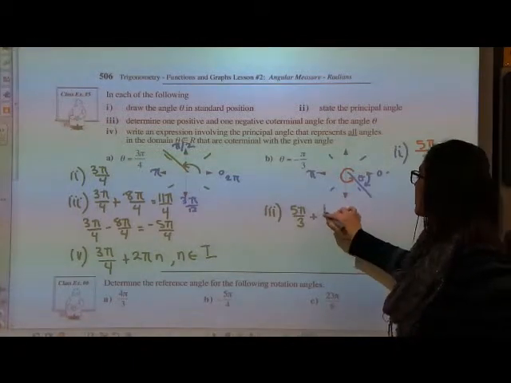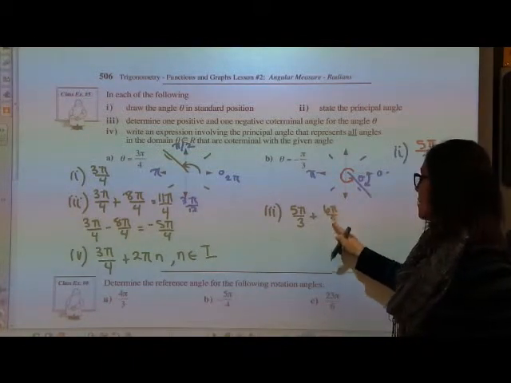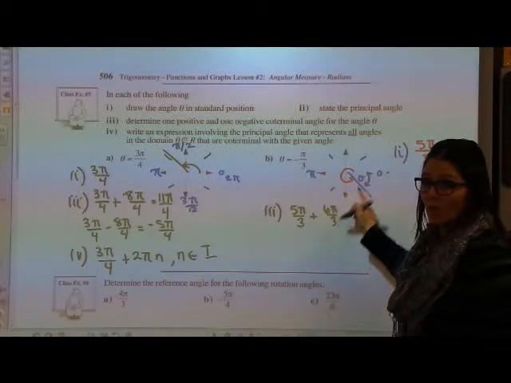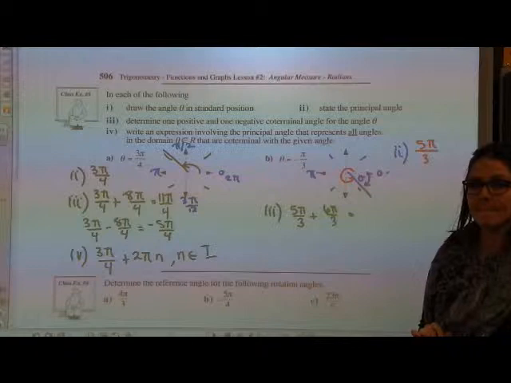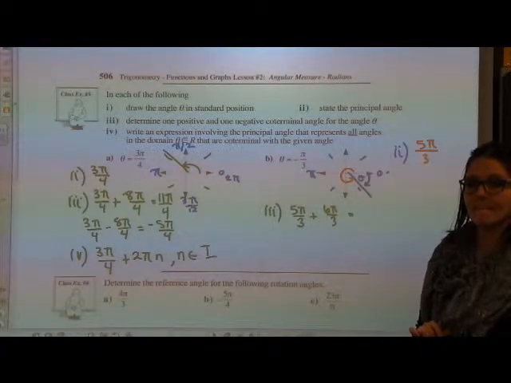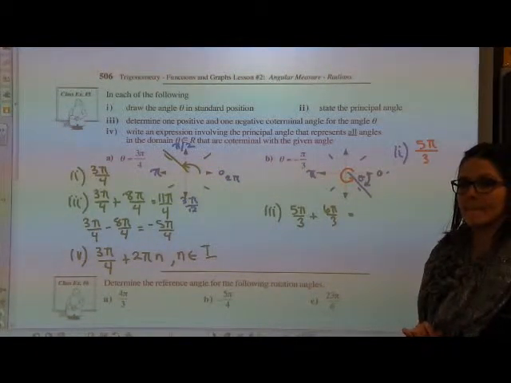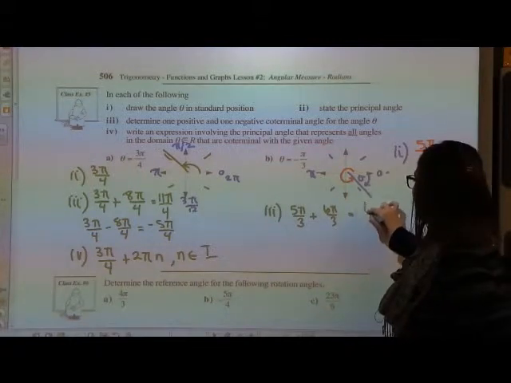6 pi over 3, because 6 pi over 3 equals 2 pi, which is 1 rotation. So what do I get? 11 pi over 3, good, Evan.